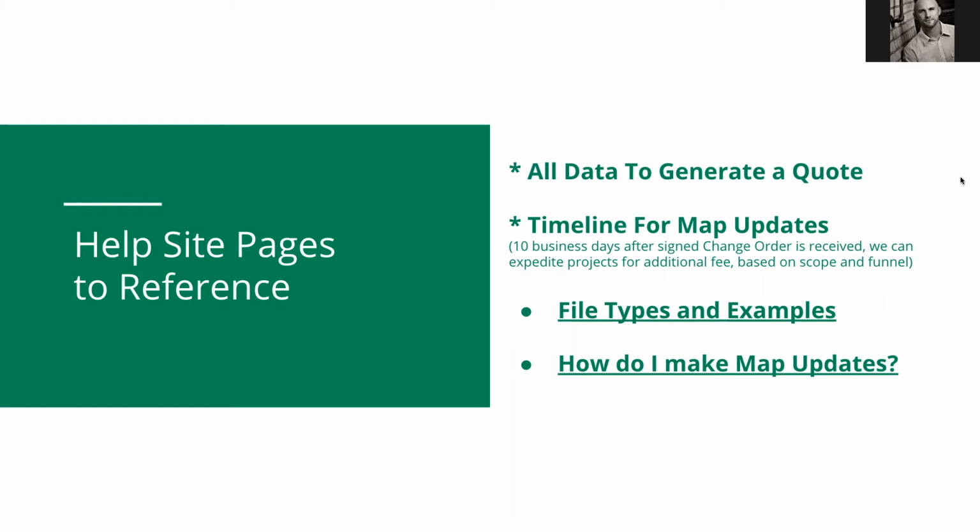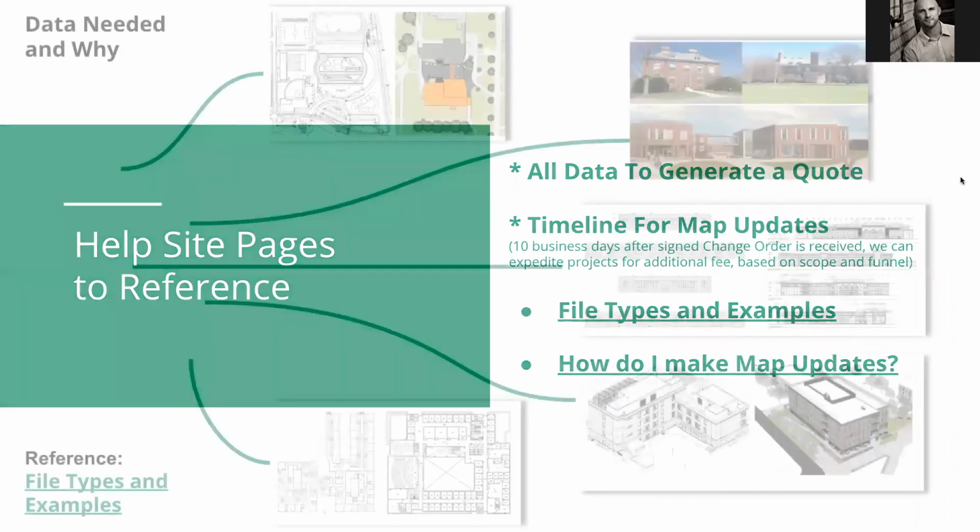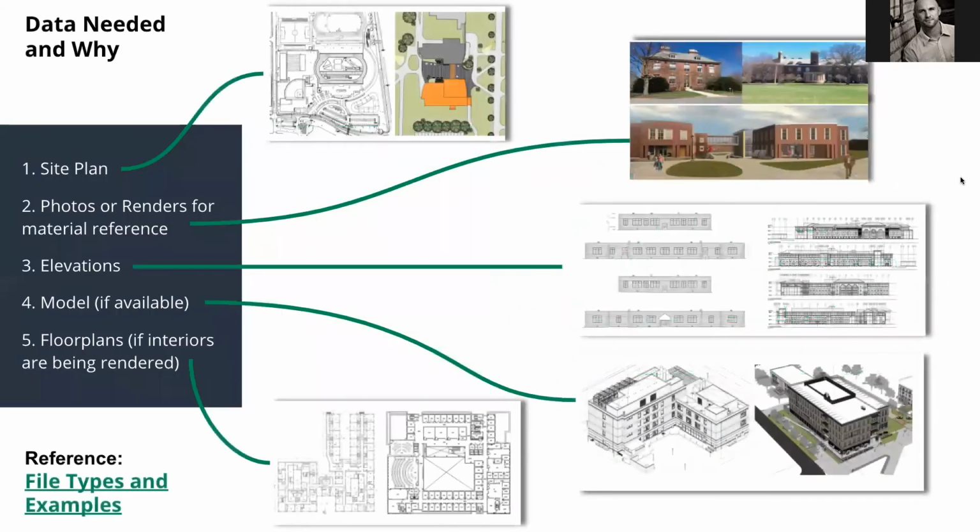Below, you'll see 2 bullet points, one for file types and examples, as well as how do I make map updates. Those are 2 help articles that we already have currently in the help site, and they will be in this webinar as well. So when you go to this webinar, you will see those links there, and it will lead you right to those exact help articles.